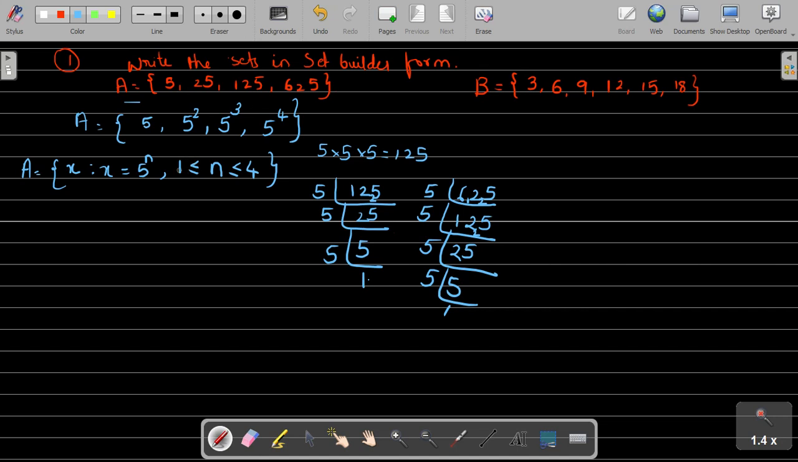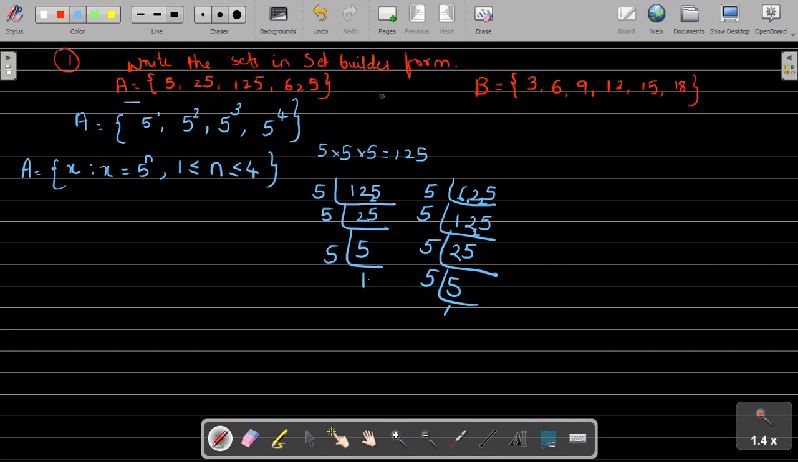If it was not included, if the values had started from 2, we would have written 1 is less than n, because here we have the invisible 1. So 1 is less than or equal to n, and n is less than or equal to 4, as the maximum is 4. This is the way we represent it in set builder form.